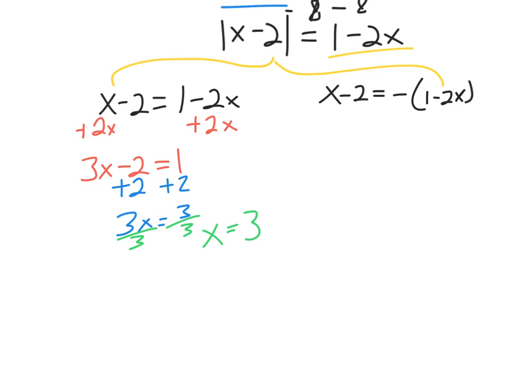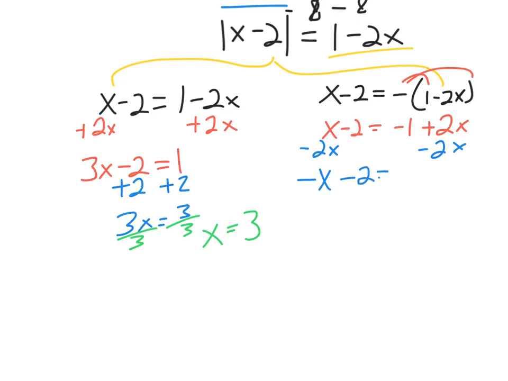For the other side, I'm going to have to distribute the negative through. Give me x minus 2 equals negative 1 plus 2x. Then I will again move the x's over, so I'll subtract 2x on both sides. So I get negative x minus 2 equals negative 1. Add 2. Negative x is equal to 1. And divide by negative 1. So x is equal to negative 1. So these are the two possible answers.